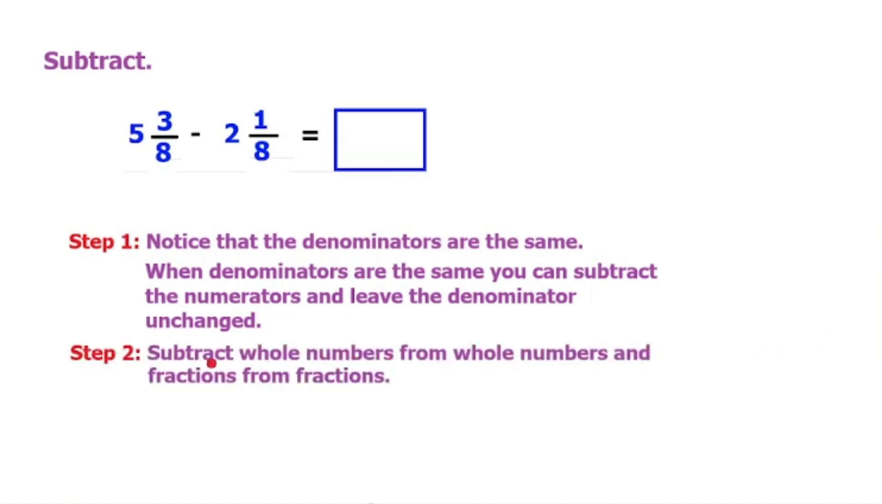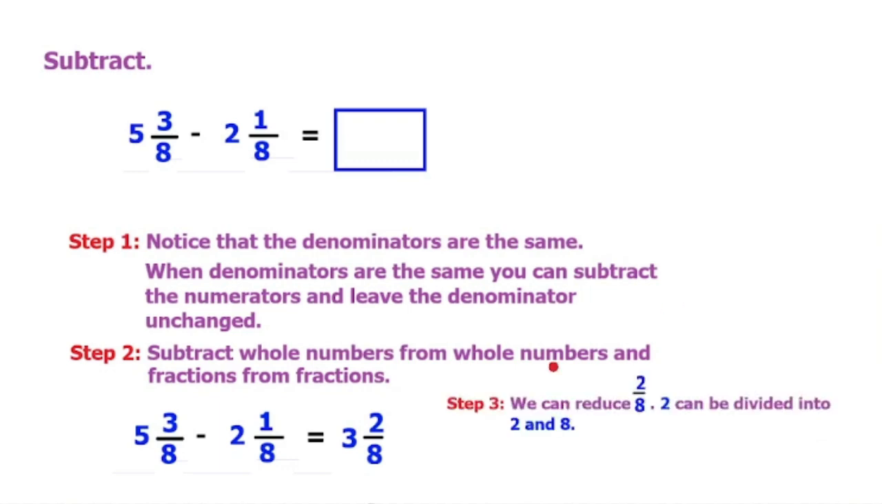So the next step is to subtract the whole numbers from whole numbers and fractions from fractions. So we would subtract 5 minus 2, and then we subtract 3 minus 1. So it would look like this. 5 minus 2 is 3. 3 minus 1 is 2/8. So the answer to this is 3 2/8. So we would have maybe 3 2/8 pizzas left.